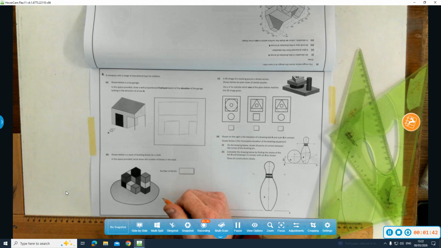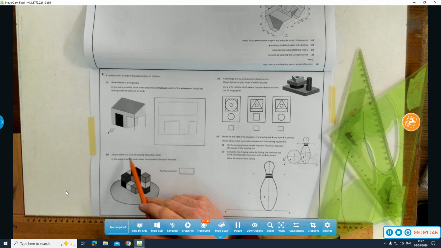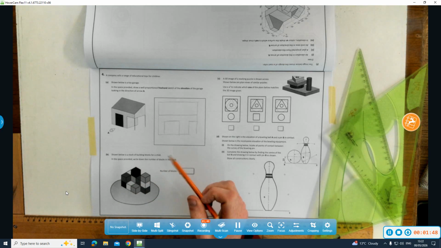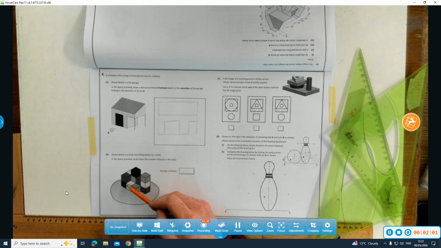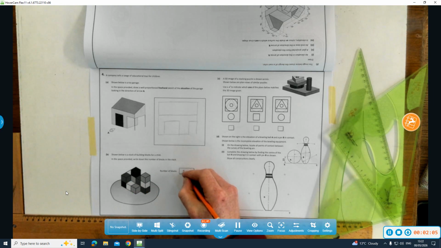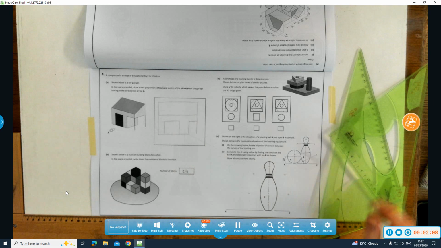So the next one here is the stack of blocks. Shown below is a stack of building blocks for a child. In the space below, write the number of blocks in the stack. So we have 1, 2, 3, 4, and then you're going to have one in the bottom, 5, 6, 7, one in the bottom there, 8, 9, 10. Now we're on to the front bit here. We have 11, 12, 13 and 14. So we have 14 blocks in that bundle.